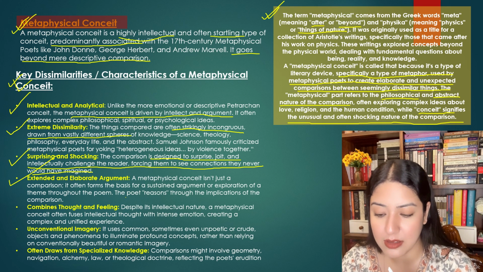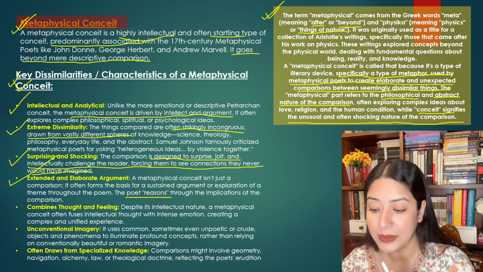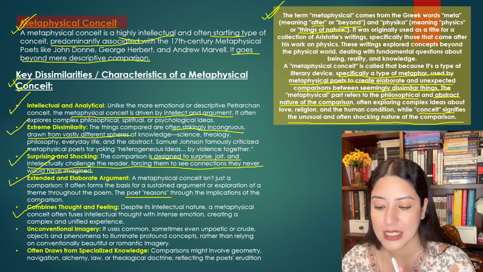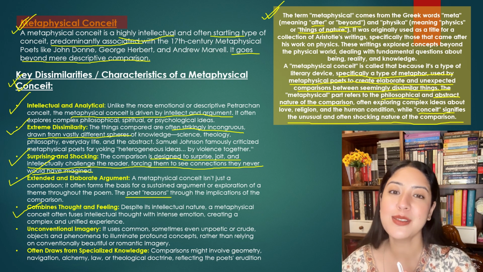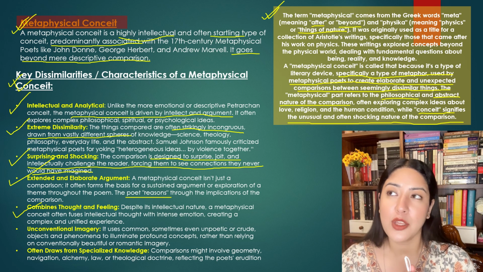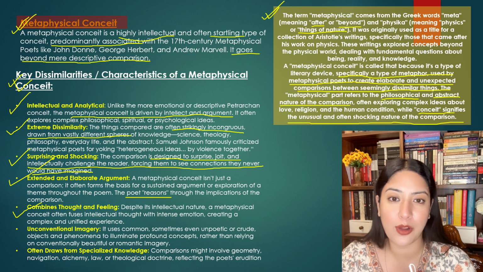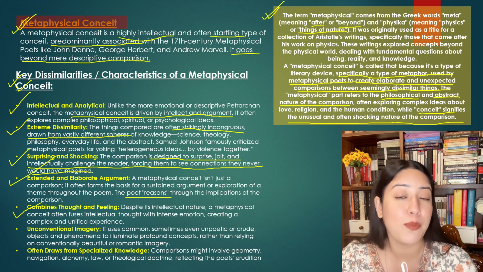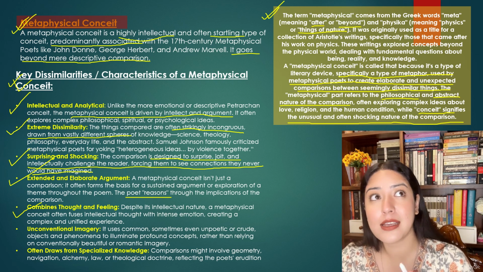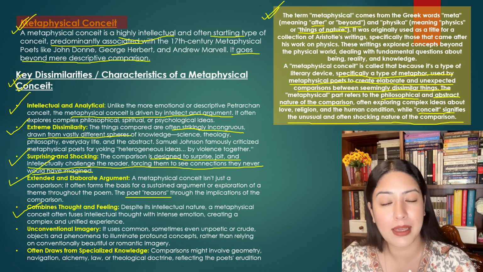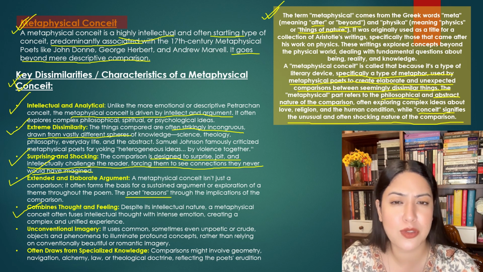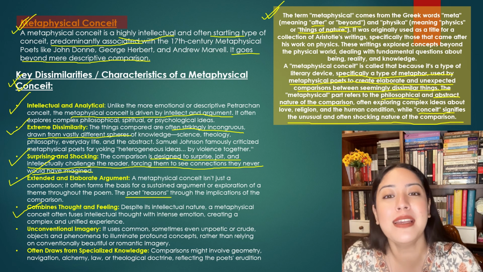The poet reasons through the implications of the comparison, combines thought and feeling. So despite its intellectual nature, a metaphysical conceit often fuses intellectual thought with intense emotion. So you see The Flea, like I said, you have all these intellectual out of the box things going on where you have to make sense of what the poet is saying in every line. But apart from that also, he has this feeling. All of those words are coming out because he's trying to make a case to his lover, to his coy mistress also. So many analogies. But he's trying to appeal to his coy mistress.